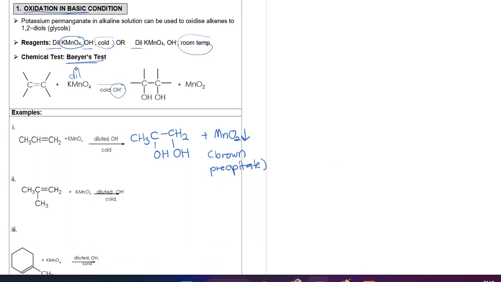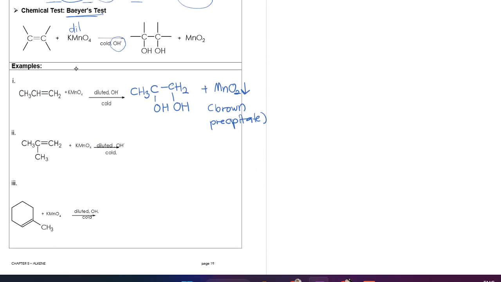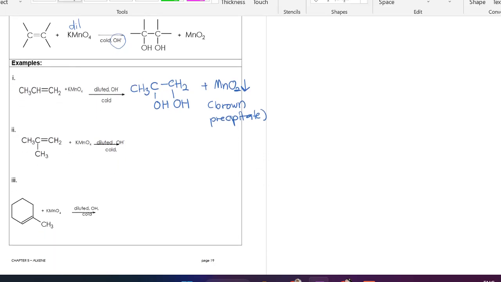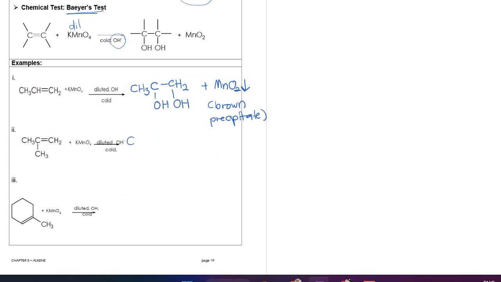For the brown precipitate, we write this arrow downward because the precipitate will move downward inside the boiling tube. During the experiment, the precipitate will go downward, so that's why we have this arrow. Very easy. From double, it will become single, and then OH will be inserted.